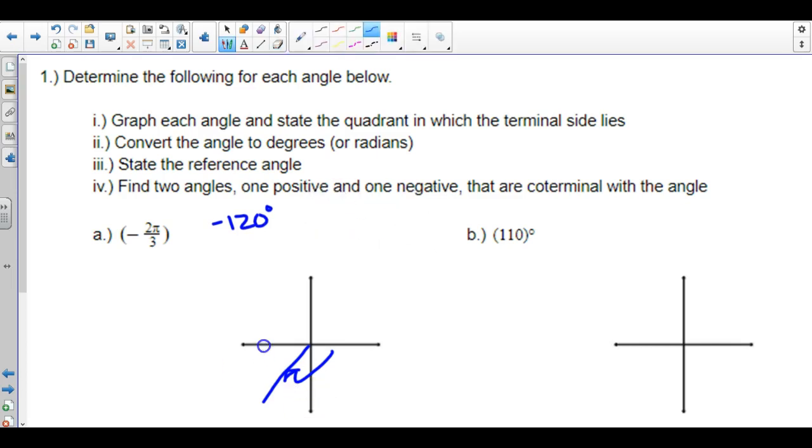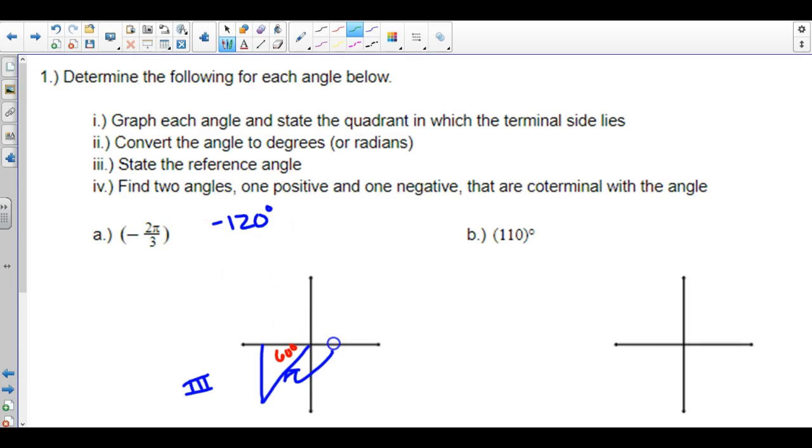So that's the first thing, to draw and sketch the triangle, which is in the third quadrant. The next thing is to determine the reference angle. If I'm already 120 of the way, to get to 180, I need 60 more degrees. So therefore, my reference angle is 60. And then the last thing is to find my one positive and my one negative coterminal angle.